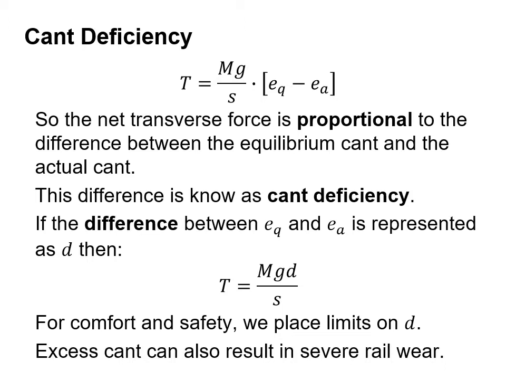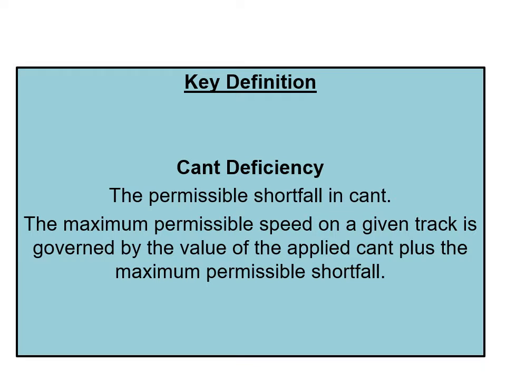For comfort and safety, we place limits on D. Excess cant can also result in severe rail wear. So cant deficiency is the permissible shortfall in cant. The maximum permissible speed on a given track is governed by the value of applied cant plus the maximum permissible shortfall.